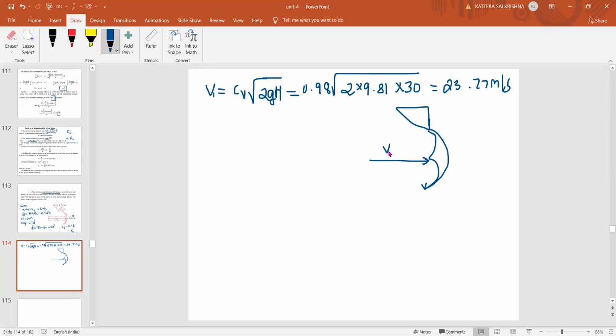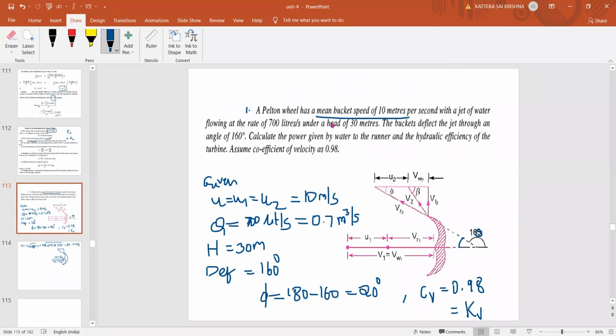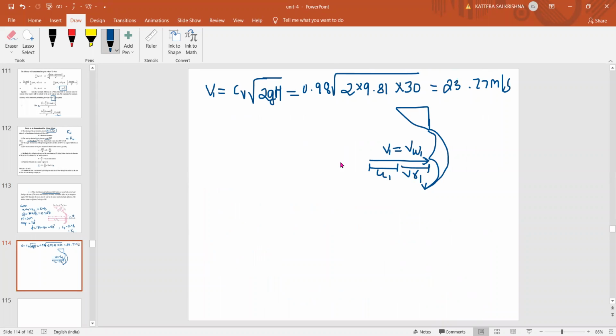So this is coming with a velocity of V1, which will always be equal to VW1. Next, this part is U1, and the remaining part is VR1. So now we have V1, which is also equal to VW1, so VW1 value we also have. U1 is already given in the question, that is the mean bucket velocity, 10 meters per second. So now we can find VR1 from this.